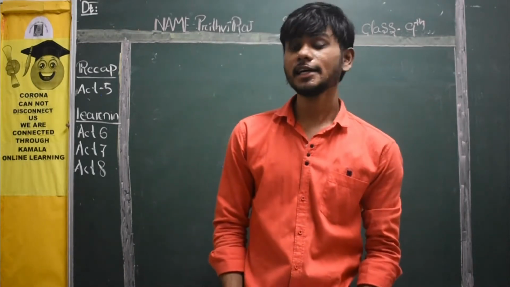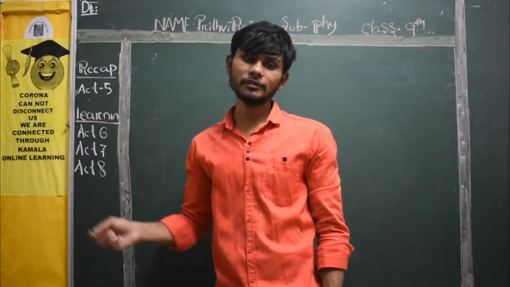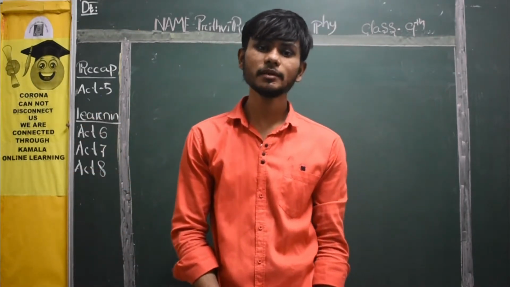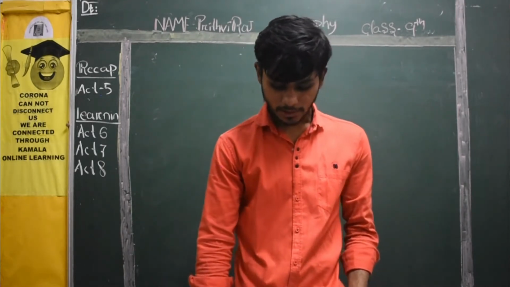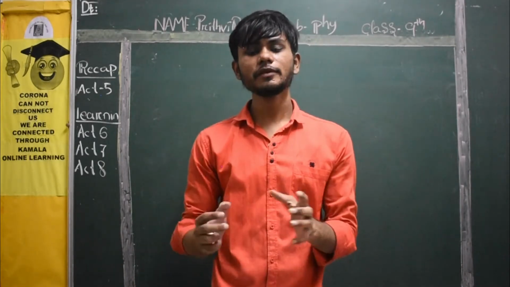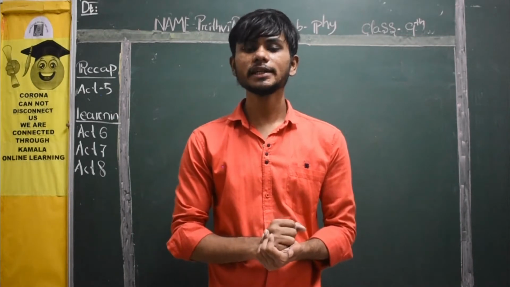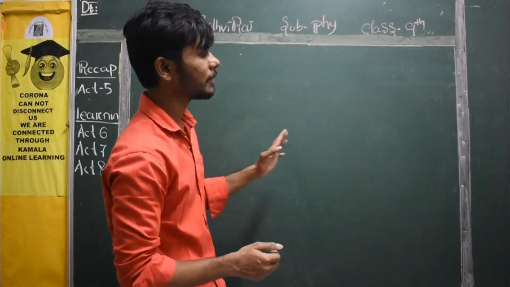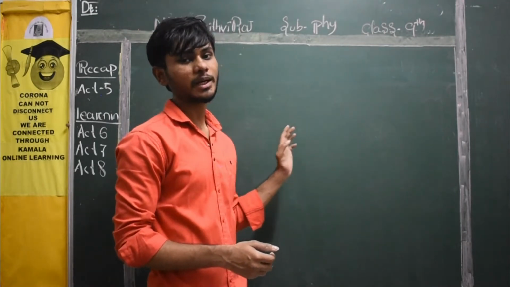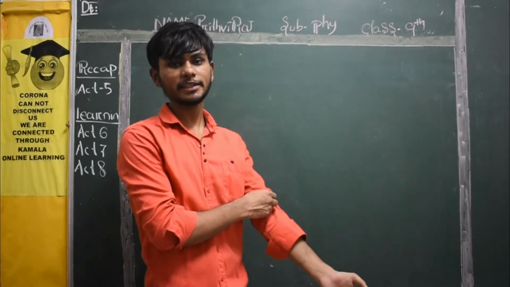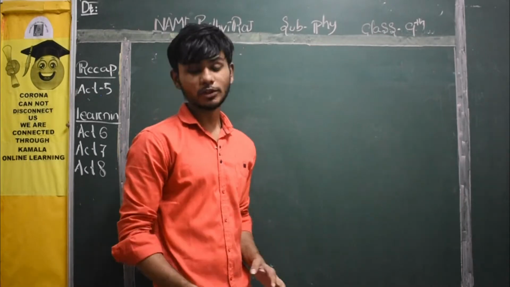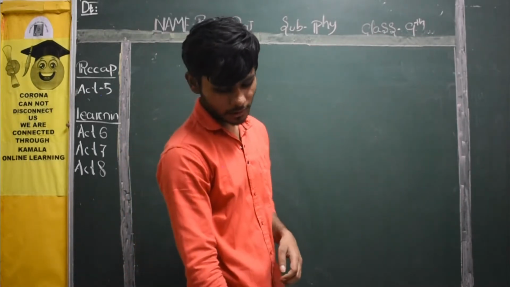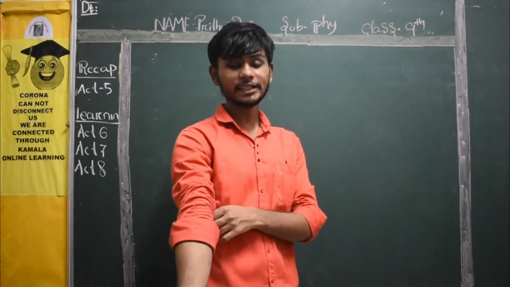So in our last class we have completed up to our activity number 5. So let me remind you what activity number 5 was. Activity number 5 gave us an idea about uniform circular motion as well as non-uniform circular motion. Just to remind, we have made two graphs, and we have completed this particular chapter. Now I will show you activity number 6.